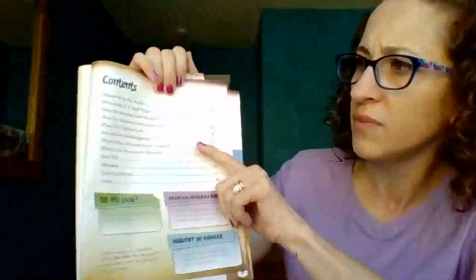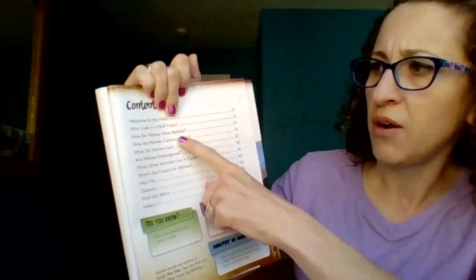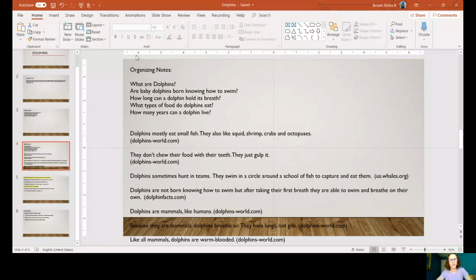Another book that I had read parts of was A Pack of Wolves and Other Canine Groups. This book as well is broken into subtopics. It's about who lives in a wolf pack, how do wolves have babies, how do they communicate? So those are all topics within the large topic of wolves. So today I'm going to show you how to take your notes that you've got and divide them into some subtopics. So let me share my screen with you so we can get back to my notes on dolphins.